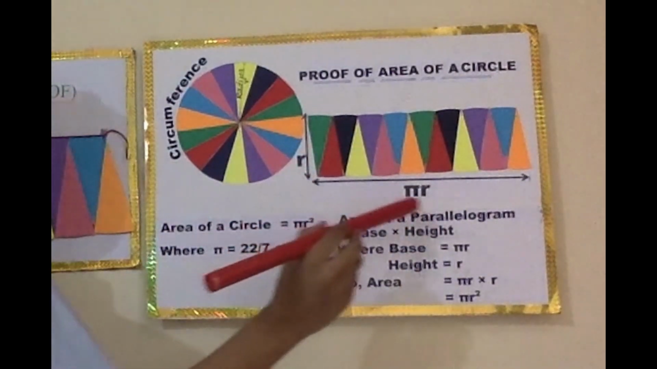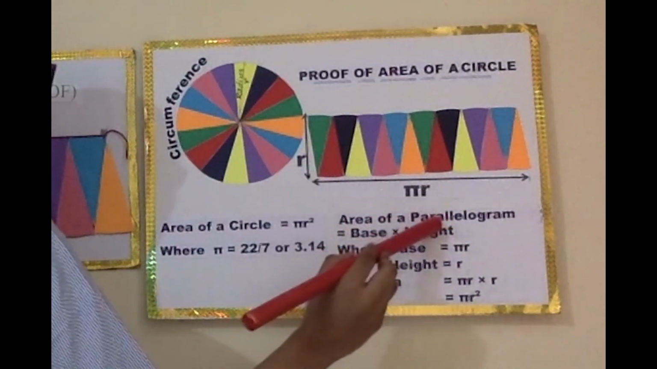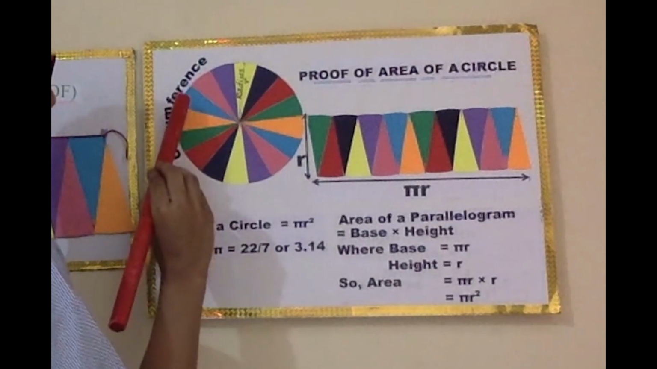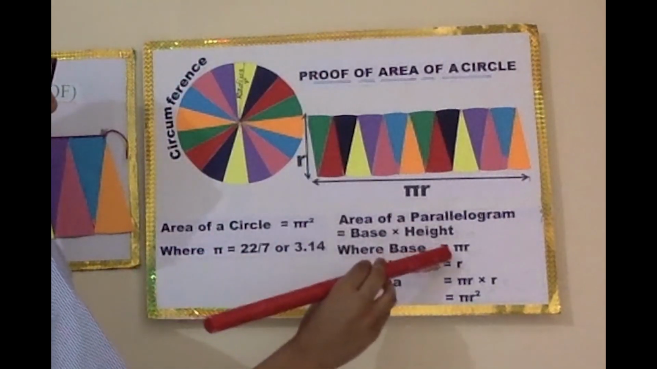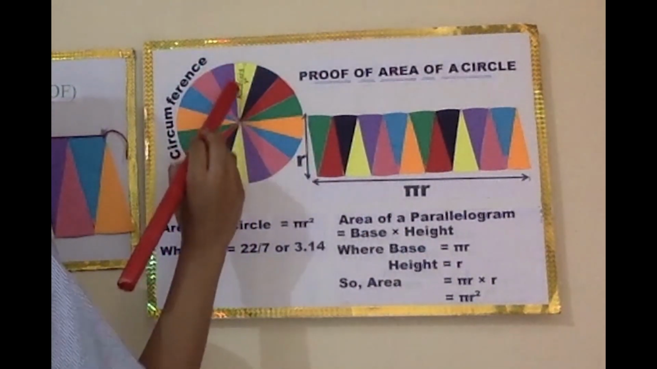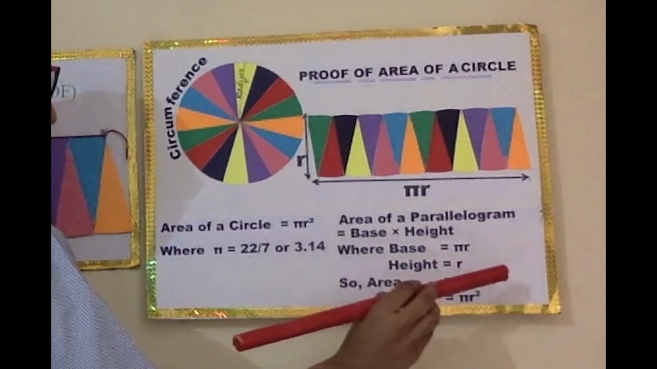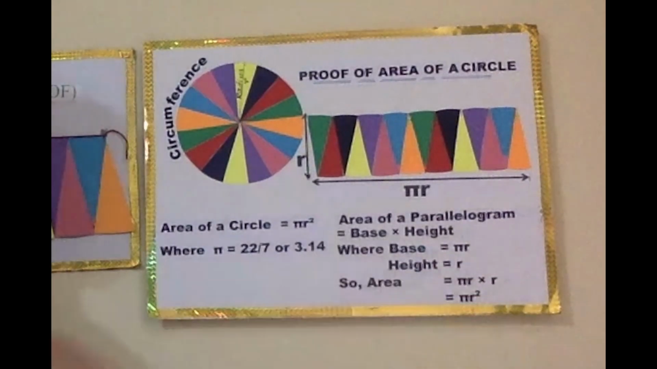So thus, area of a parallelogram equal to base into height, where base equal to circumference of the semicircle, that is pi r, and height equal to the radius of the circle, which is r. So area equal to pi r into r, which is equal to pi r square.